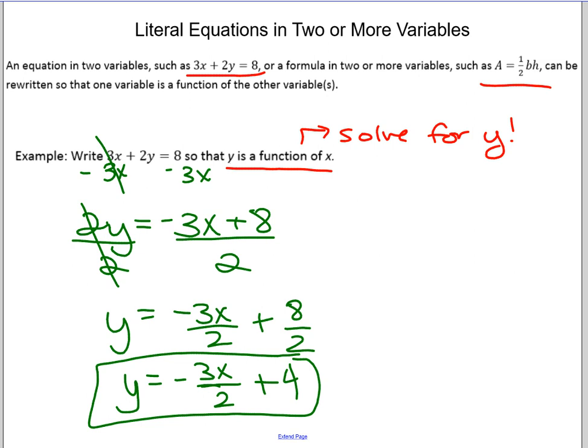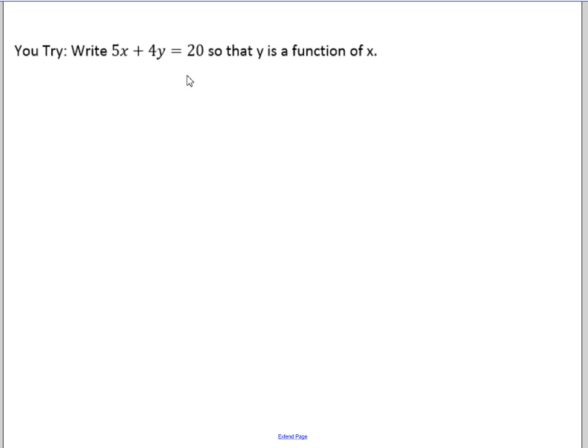Make sense? All right, here's another problem. Pause the video, you try this one, and then come back and check when you're done.